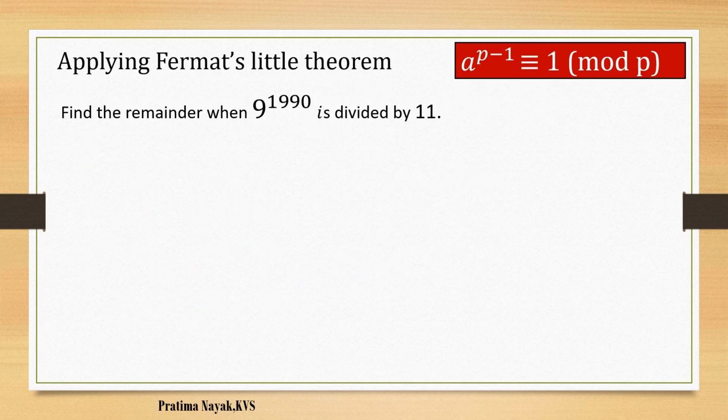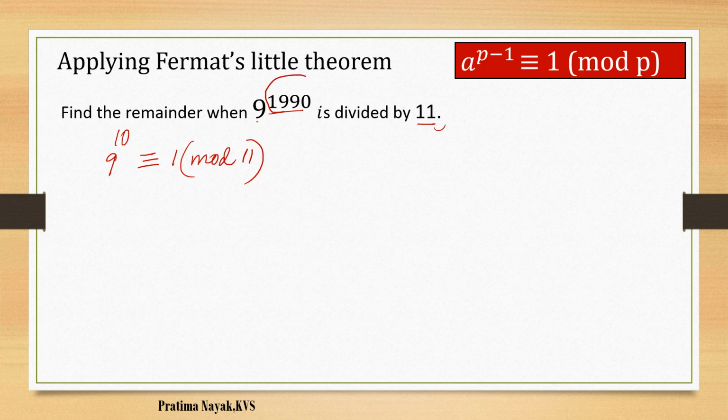Next, find the remainder when 9 raised to the power 1990 is divided by 11. So 11 is a prime number. 9 and 11 are co-prime. So I can write 9 raised to the power 10 is congruent to 1 modulo 11. That means when 9 raised to the 10 is divided by 11, we get the residue 1.